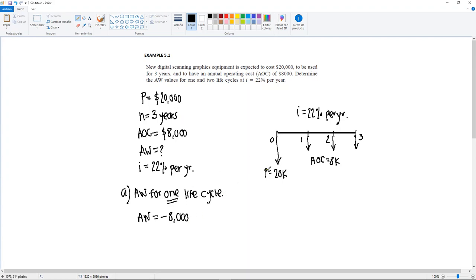And then the P, we need to convert it to A. So it's going to be minus 20,000, find A given P at 22%, and it's going to be over 3 years. Okay, so if you go to the tables, look for the factor, plug it in, solve, you will get minus 17,793. And remember that we're looking for annual worth, so it has to be per year. Okay, so we have answer number one here.